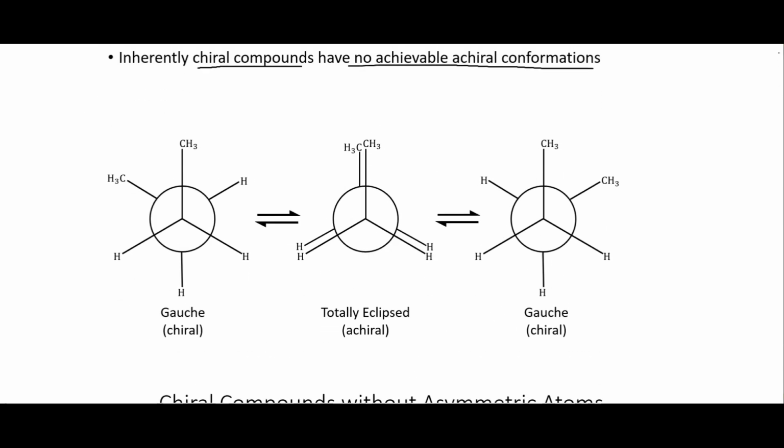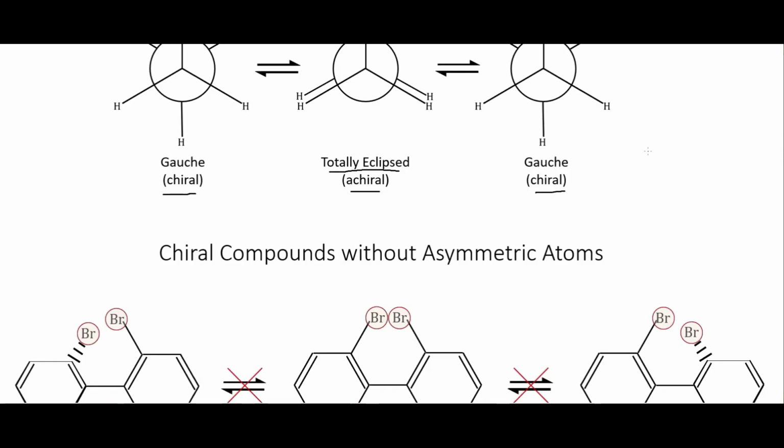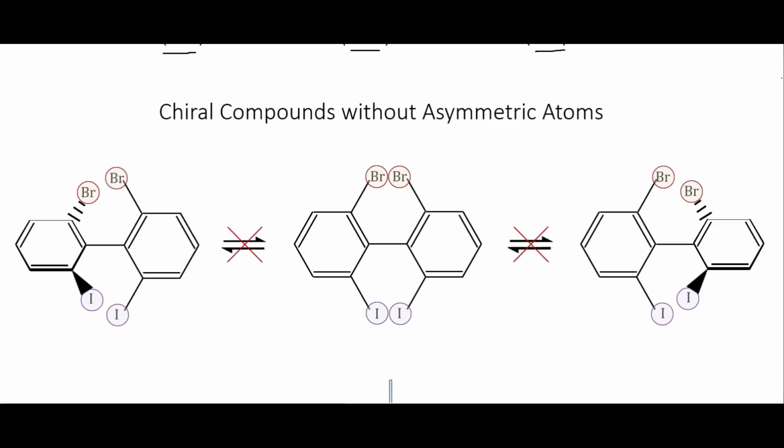All right, and so here, this is just looking at, well, this would be a butane here. And so we see that if we're in the gauche form here, that it's chiral. If we're in this gauche form here, it's also chiral. But we can get it into an achiral conformation. So that is the totally eclipsed one here, which is achiral. And so again, we don't consider the butane to be a chiral molecule because it does have a form that is achiral.